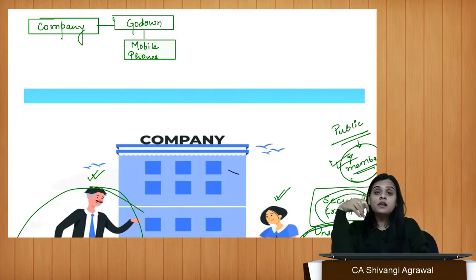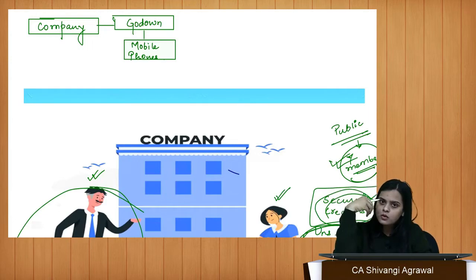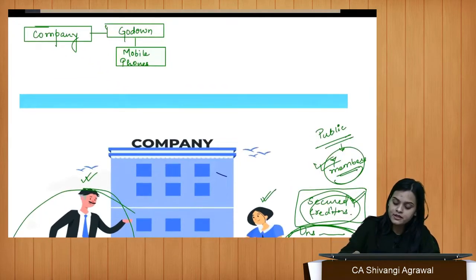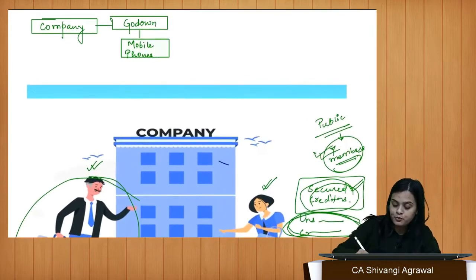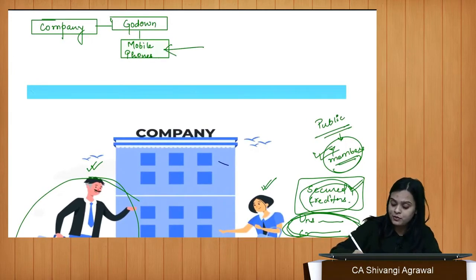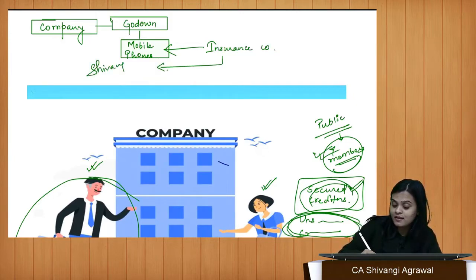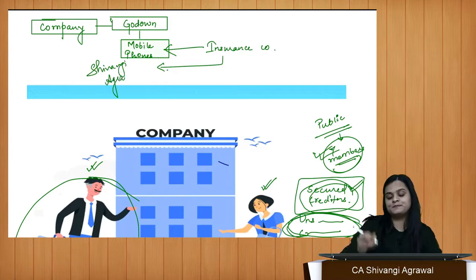Now, since one godown is filled with thousands of mobile phones, they're very prone to risk. There might be some short circuit or anything like that, and the whole godown may run into fire. So for that, I want to take an insurance policy. I want to protect my mobile phones. So I called the insurance company and took a policy in the name of Shivangi Agrawal.